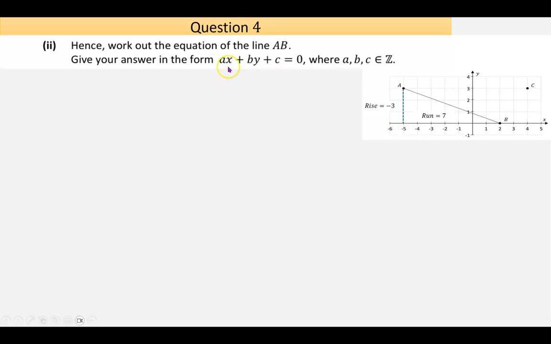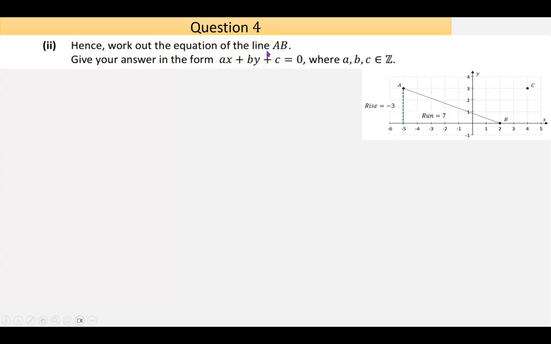Give your answer in the form ax plus by plus c equals 0, where a, b, and c are elements of Z. Now, this just means that a, b, and c are going to be positive or negative whole numbers, and they wanted everything on one side, x being positive. So we'll deal with that when we get to the end. If you can't get to the end, that doesn't matter. So we're focusing on this: work out the equation of the line.